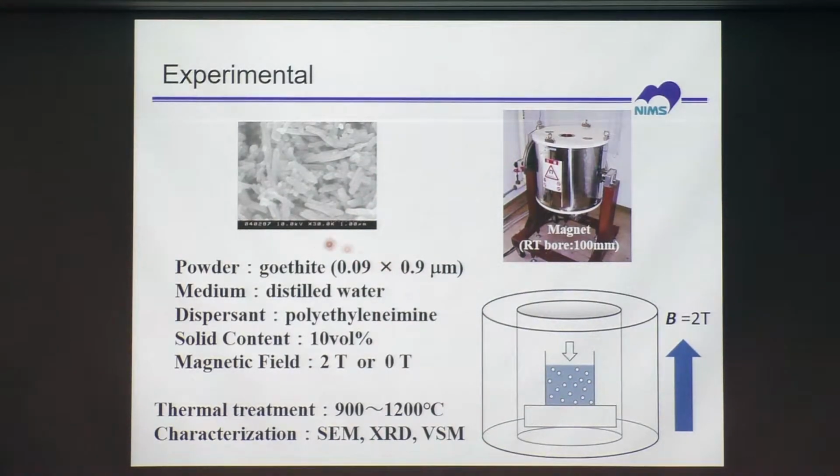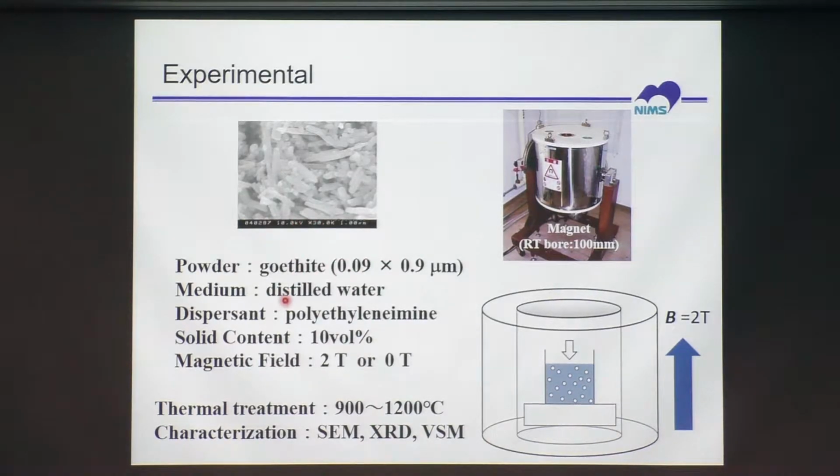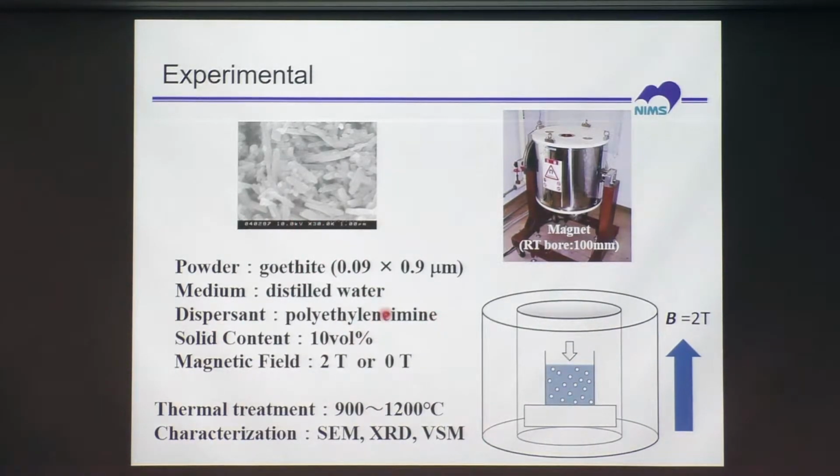So we use this technique. The raw powder is commercially available goethite, and it is dispersed in water with polyethylenimine as a dispersant. And in this case, 2 Tesla of magnetic field was no problem. So we applied the magnetic field, consolidated it, and checked the phase change during the following thermal treatment.